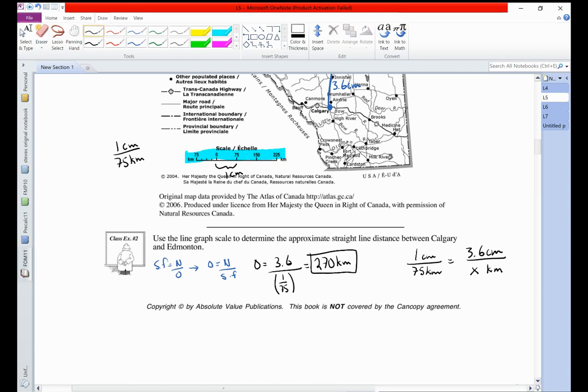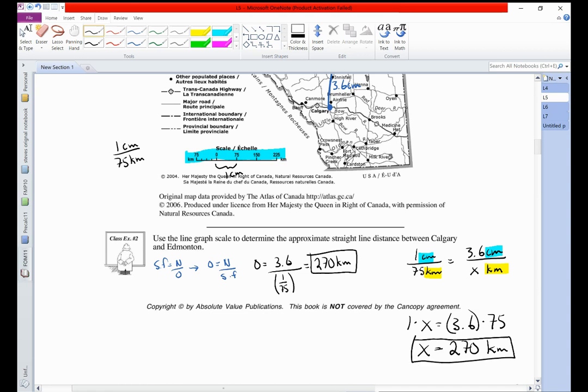And then the only thing that's important when you do proportional reasoning is that if you have centimeters in the top of this one, you need centimeters in the top of that one, and then kilometers in the bottom and kilometers in the bottom. They need to match. So we'll do our cross multiplication. So now we have 1 times x is equal to 3.6 multiplied by 75. 1 times x is just x, right? It just doesn't change. And then 3.6 multiplied by 75 is 270, and we are in kilometers now.